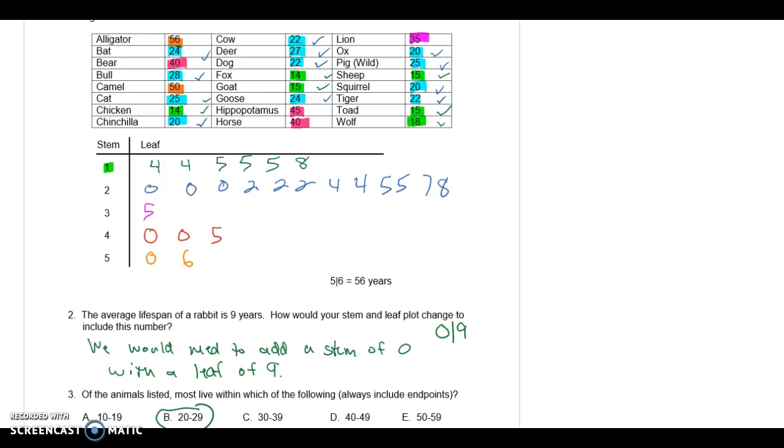So again, make sure that your stems are in order from least to greatest. If there's any missing data, make sure you have a blank stem. That's okay. Your leaves are also organized with 1 number for each data point, and you always have to have a key so that we know what this data is even talking about.